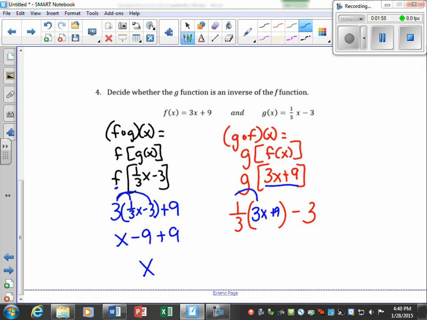Distribute. 1/3 times 3 is x. 1/3 times 9 is 3. And then 3 minus 3 is just x. So because f of g of x equals x, and because g of f of x equals x, therefore these are inverses.